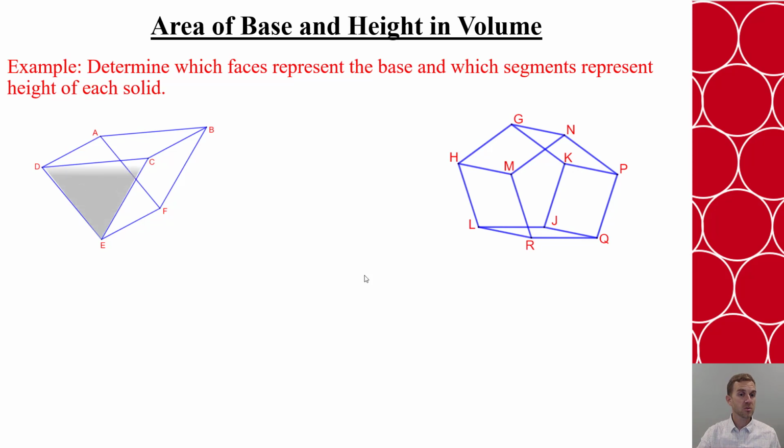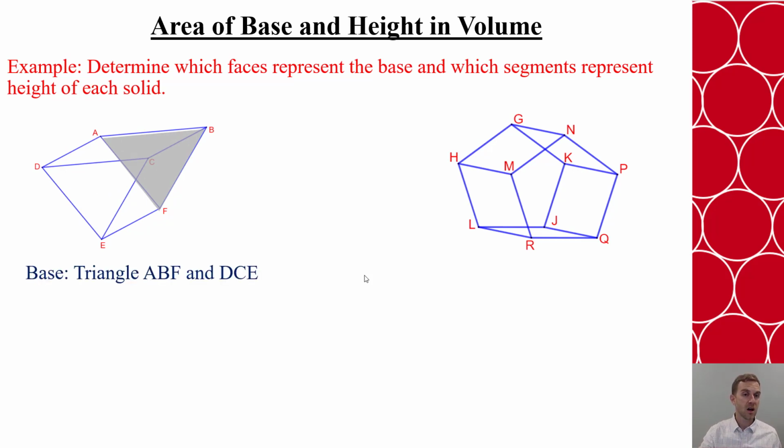When I look at this first one, I see that the front and back sides are both triangles, and when I pull it through, it maintains that shape from the front to the back. That means the bases of this solid, which is a triangular prism, would be triangle ABF and triangle DCE. The three segments that connect the two bases represent the height. So I could use EF, CB, or segment AD to represent that height, depending on which one I have the measurement for.